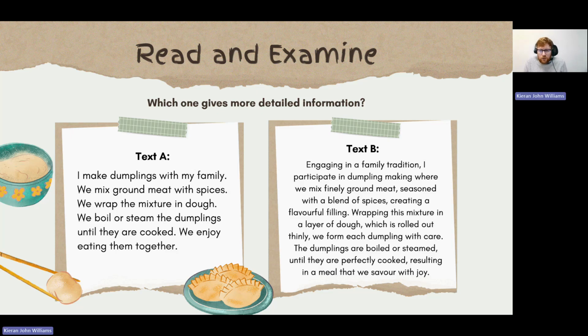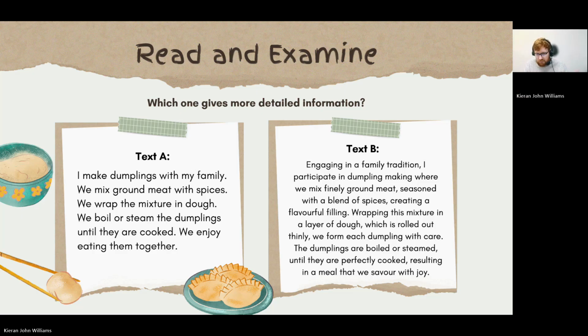So let's go back to that idea of dumplings. So we've got here two versions of a text about making dumplings. So before analyzing them, take a moment to look at both and ask yourself, which version gives more detailed information? Which one feels richer, more descriptive, more vivid? Notice how the structure of the sentences affects how much information each text can communicate.